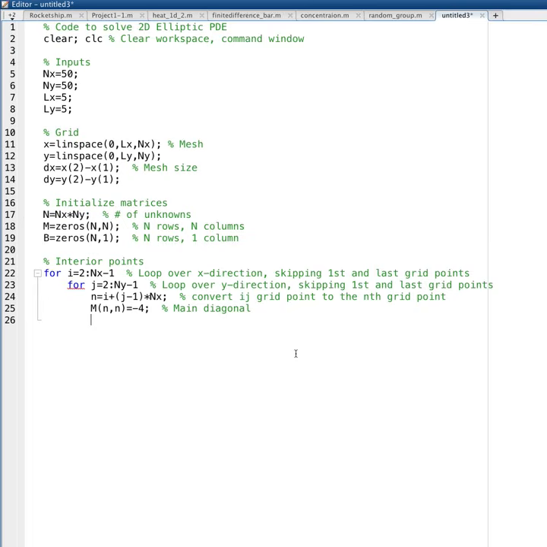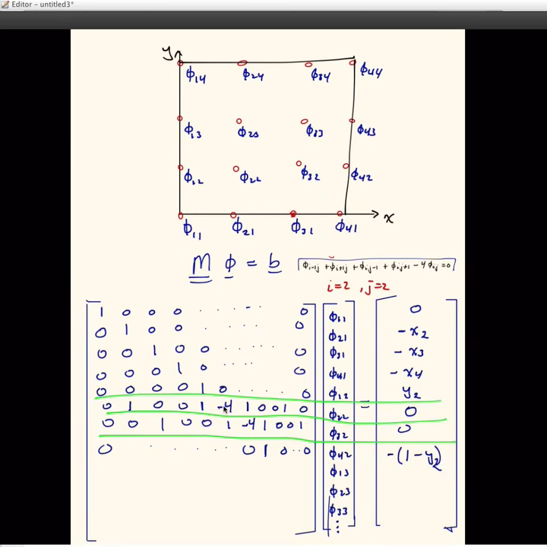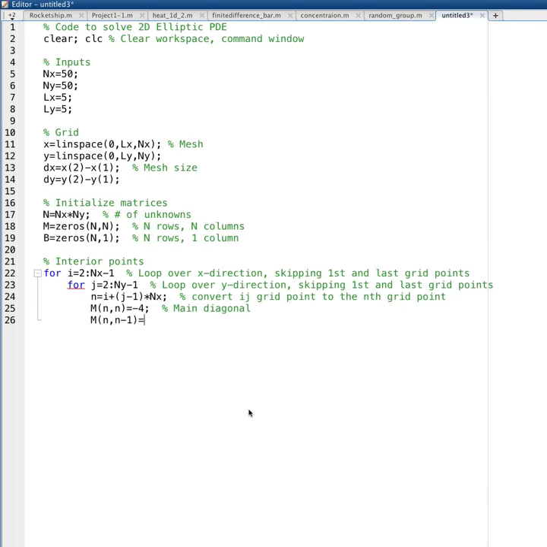We need to put a 1 on the off diagonals. So M in the nth row, the n minus 1 column: we put a minus 4 on the diagonal, n minus 1 is going to be right here, so we need to put a 1 there. So let's do n minus 1 equal to 1. This is the off diagonal to the left. And then we just put some spaces in here so everything is lined up nicely. Then the nth row, the n plus 1th column also gets a 1. This is the off diagonal to the right. And we just put a couple more spaces so everything's nicely lined up.